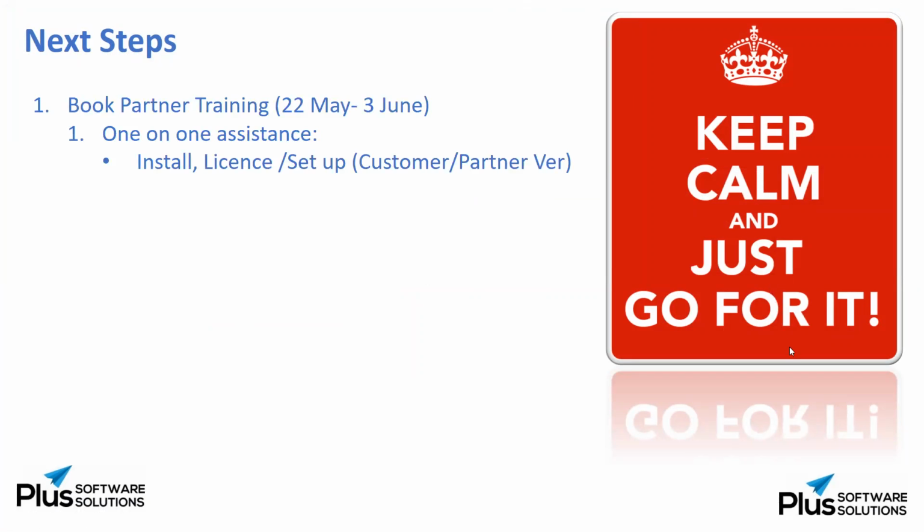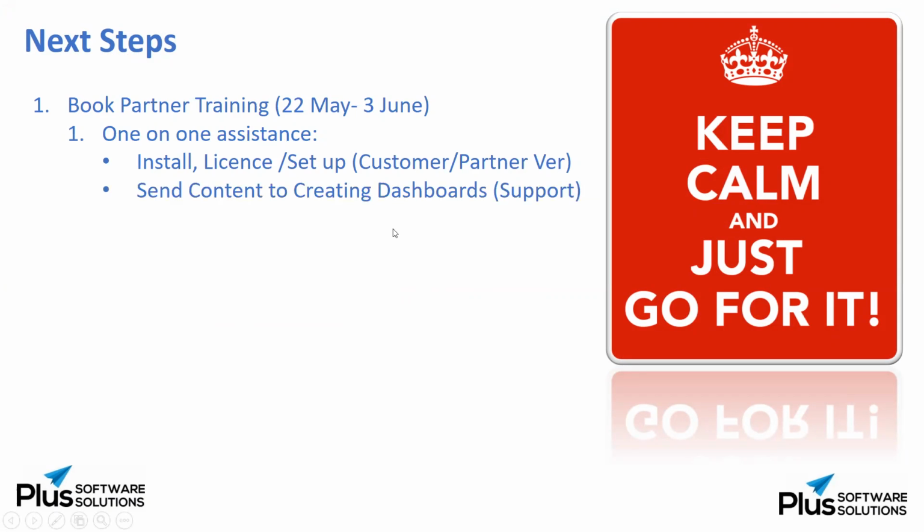I think the most important thing now is to take some action. And we've made it pretty easy. If you like what you see there, and you can see that Snapshot can solve your customer information challenges, then take some action. Just do it. We have put aside specific dates between the 22nd of May and the 3rd of June to give our partners one-on-one assistance to install, to license, and to set up the customer and partner version. So we'll do that for you.